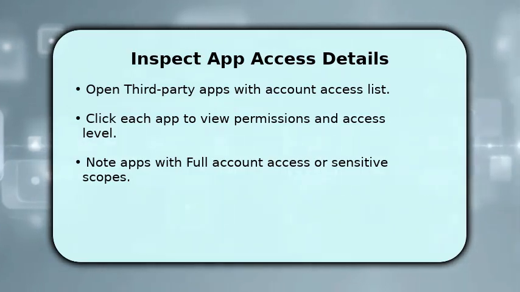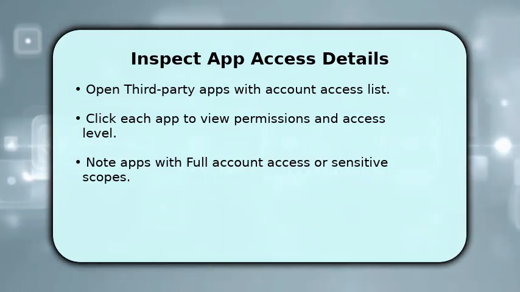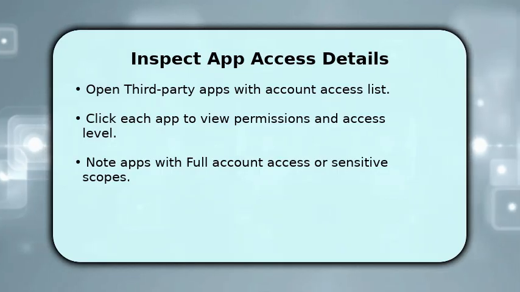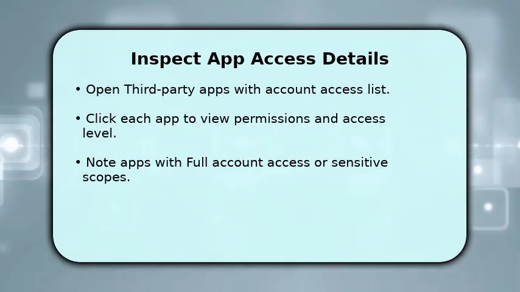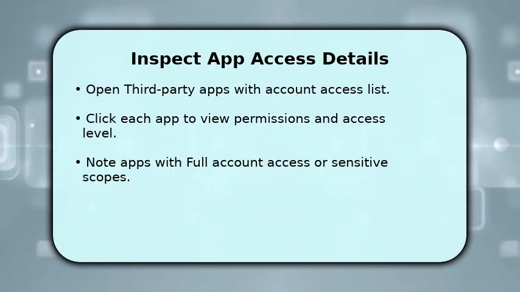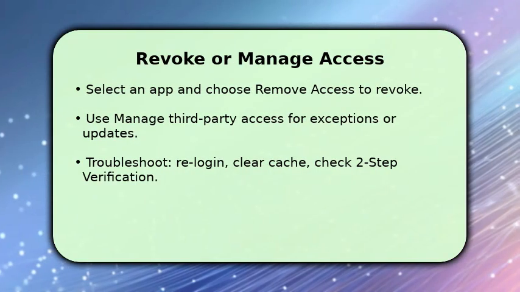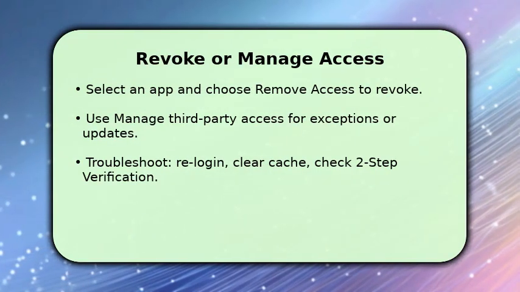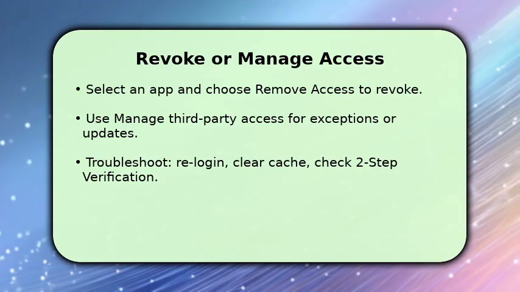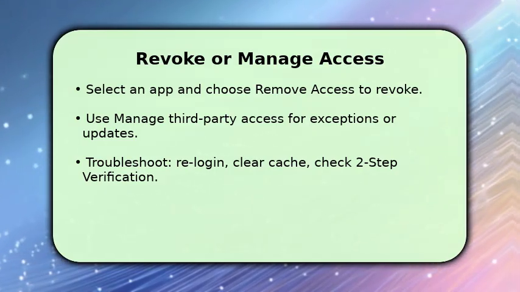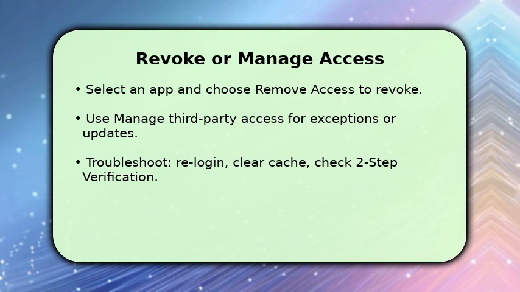Those need immediate review. If an app is unfamiliar, make a note to revoke it. Also check app passwords and sites with access to sign in for linked services. To finish, decide whether to remove or retain each app. You can click Remove Access to stop an app immediately, or choose Manage to update permissions when available.